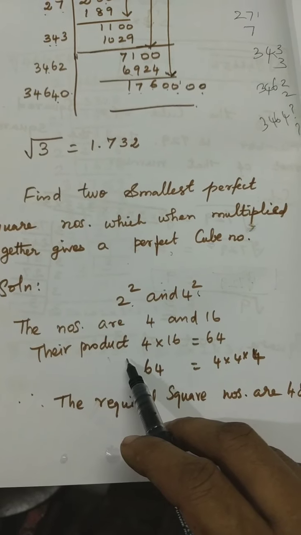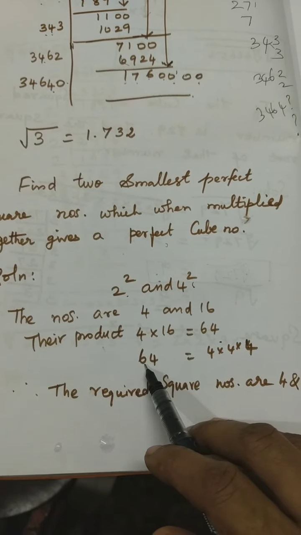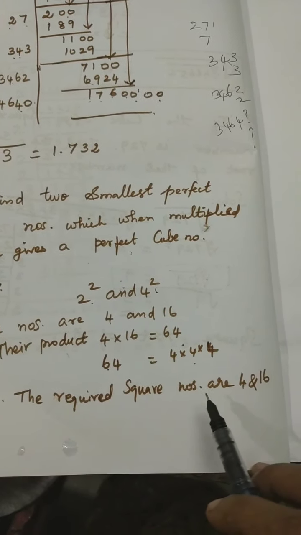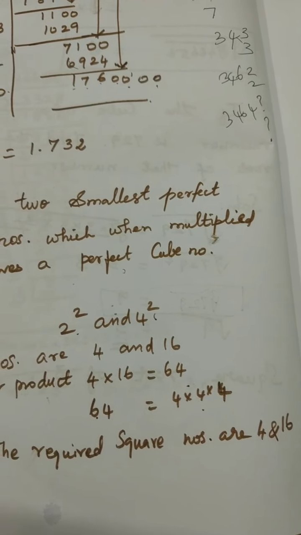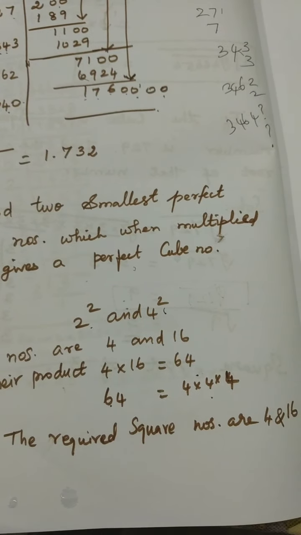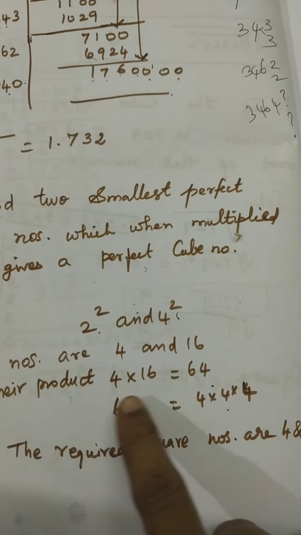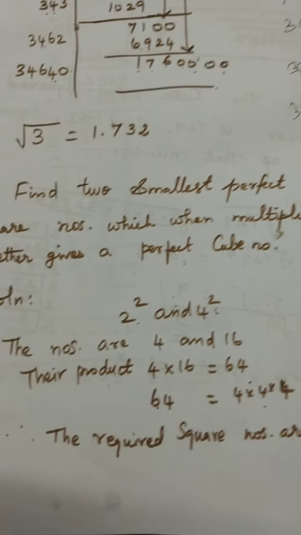Their product, 4 into 16, is equal to 64. That is, 64 is equal to 4 into 4 into 4. The required square numbers are 4 and 16. Here 4 and 16 are the required square numbers, and for 64 they are a perfect cube.